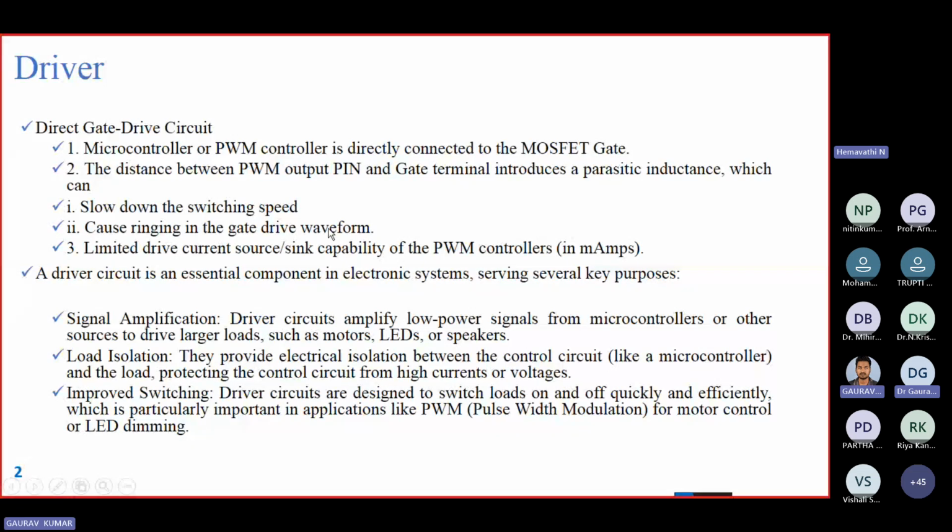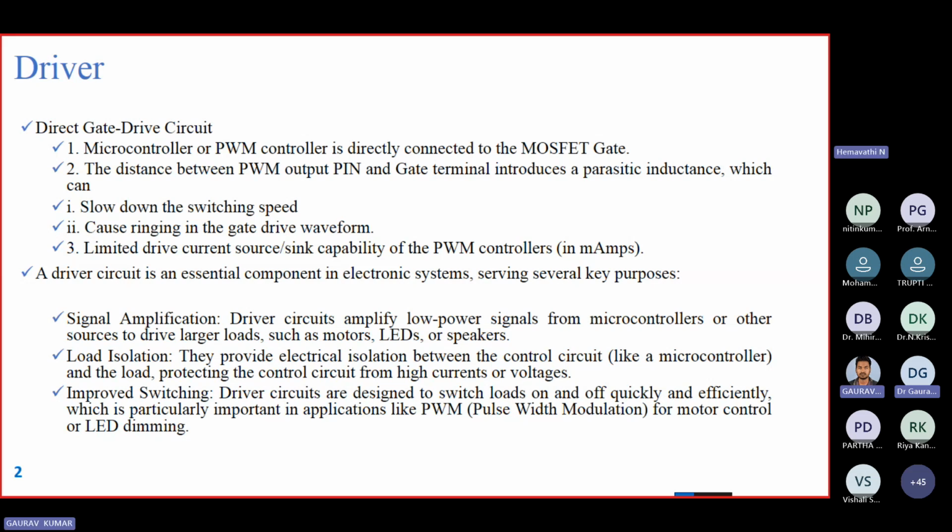What are the challenges we can face if we connect the microcontroller or Arduino output directly to the gate driver circuit? Actually, if we connect the microcontroller output or Arduino output to the gate, then between the PWM output pin and gate terminal a parasitic inductance appears, due to which we can see some distortion in the gate to source voltage waveform, so that proper switching cannot happen.